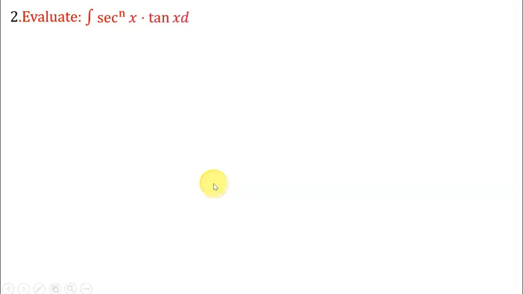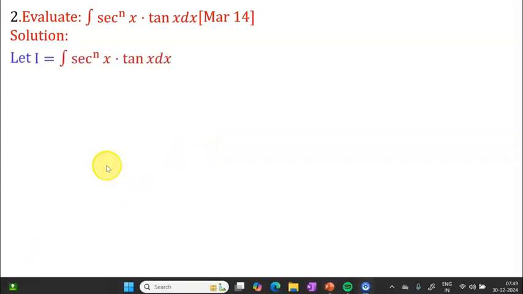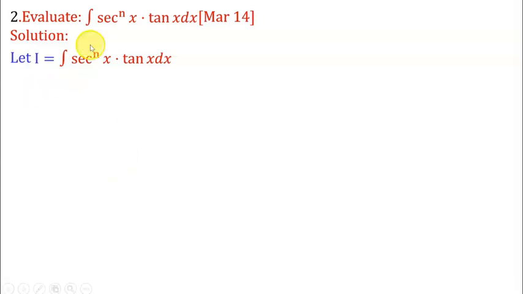Now next example: evaluate the integral of sec of x raised to n into tan of x dx, which was asked in the March 14 examination. Let I be equal to the integral of sec of x raised to n into tan of x dx. Now we will solve this example with the help of the method of substitution. We know the derivative of sec of x is sec x into tan x, and hence here we will write sec raised to n as sec of x raised to n minus 1 into sec of x into tan of x dx.